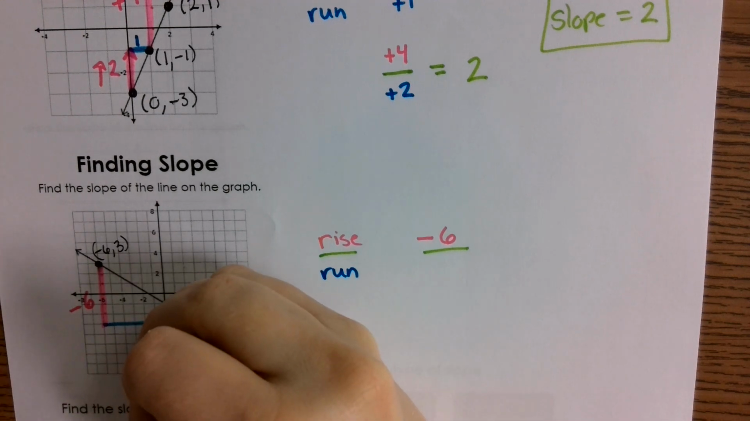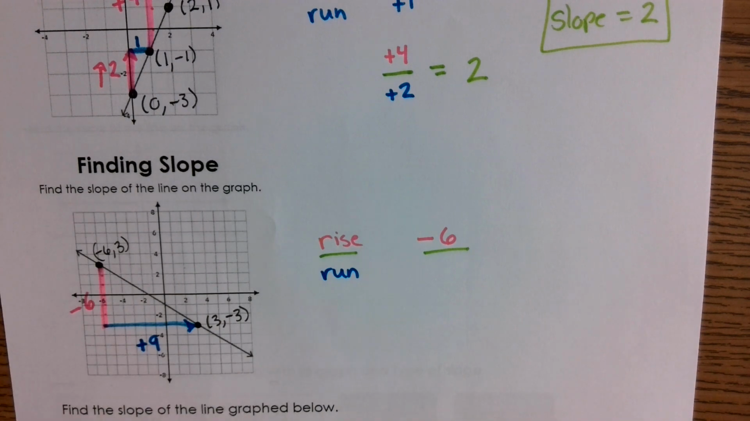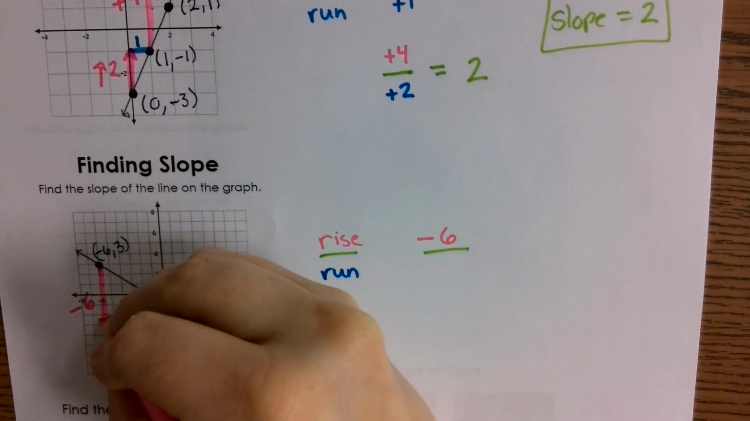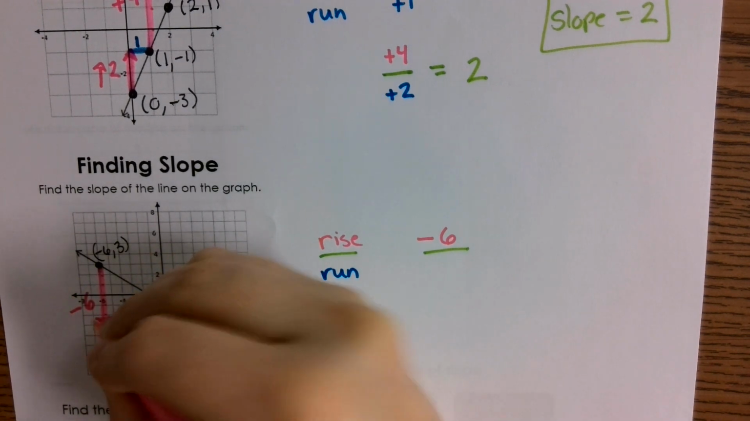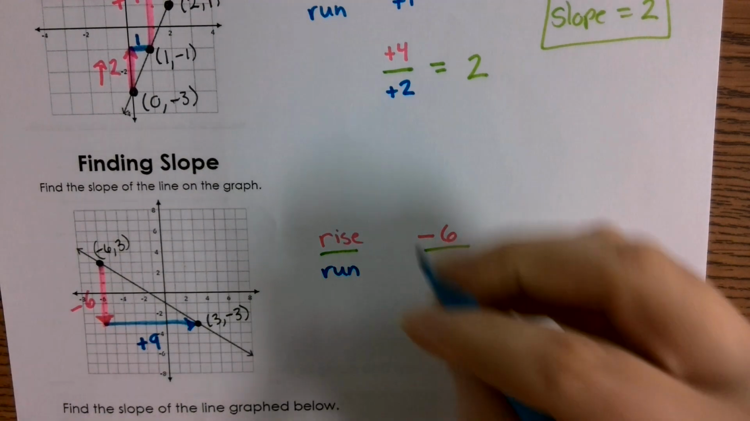9. Very good. And because we're moving to the right, it's a positive 9. We moved to the right. The y, we had to move down. We had to go downward. So that's why we have that negative. But the run is a positive 9.